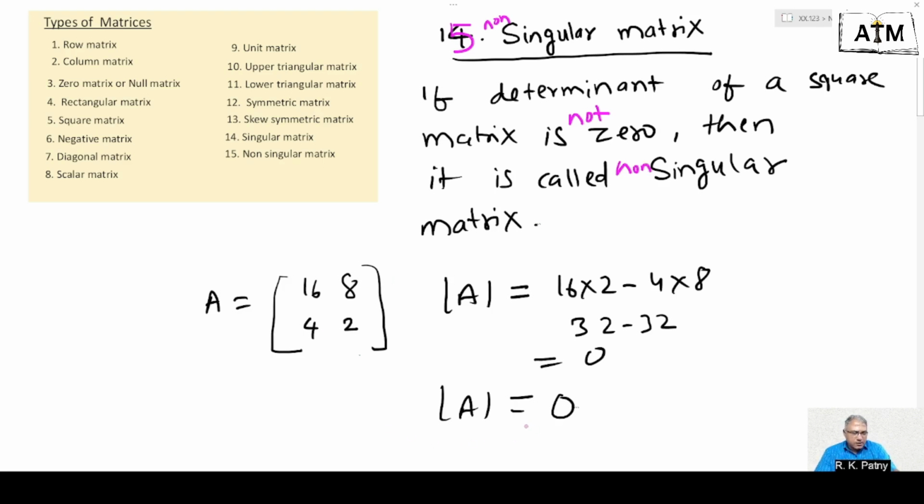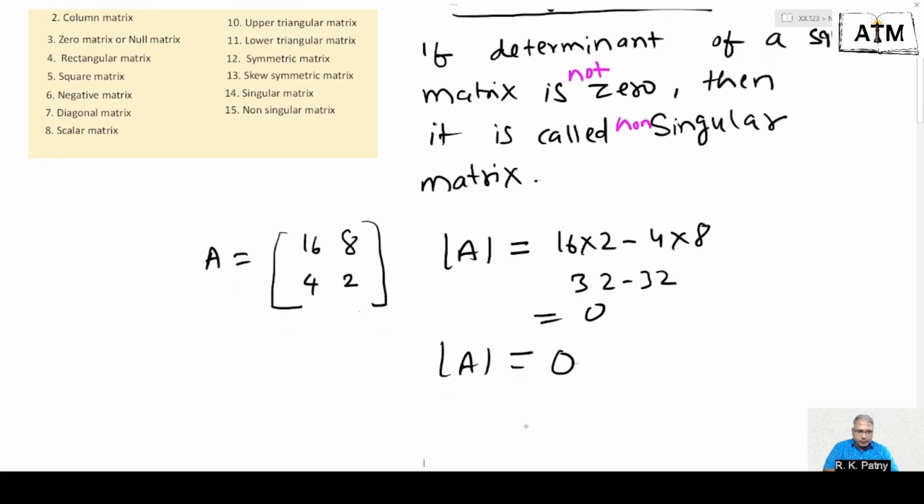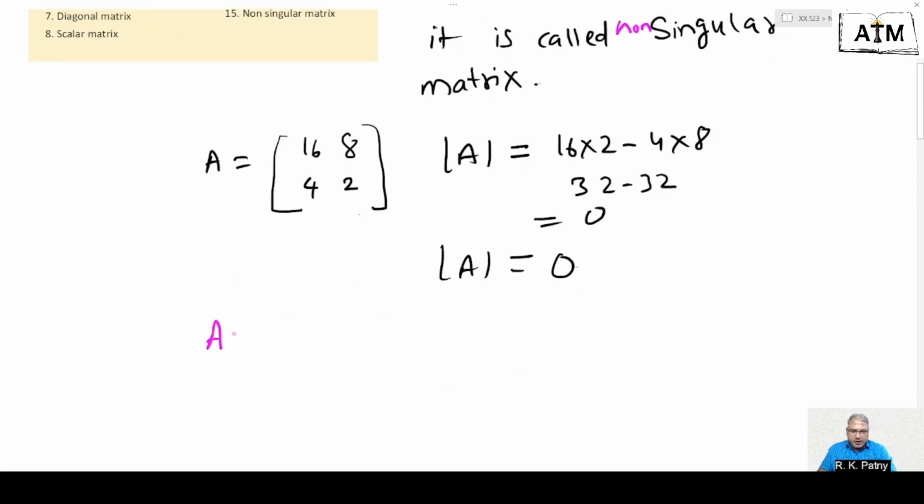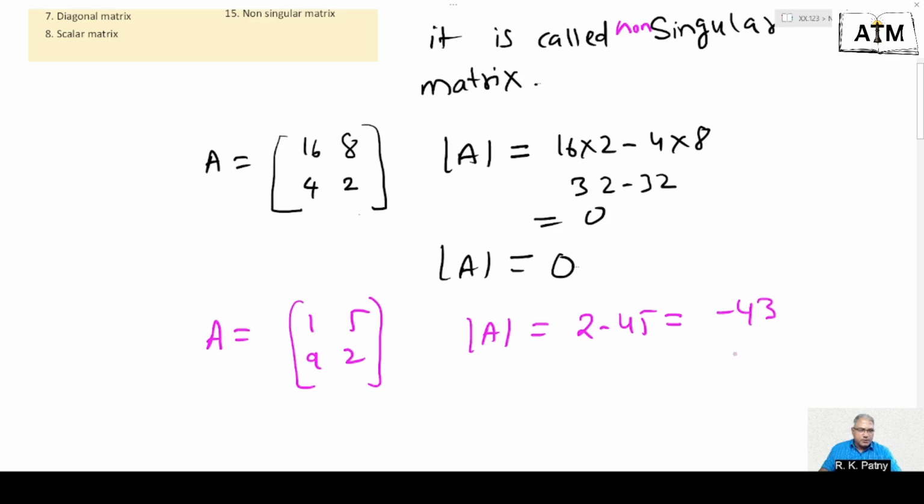Example, suppose A equals 1 5 9 2. The determinant of this matrix is nothing but 2 minus 45, that is equal to minus 43. The determinant of this matrix is not equal to 0, hence this matrix is a non-singular matrix. This is a non-singular matrix and the earlier one is singular.